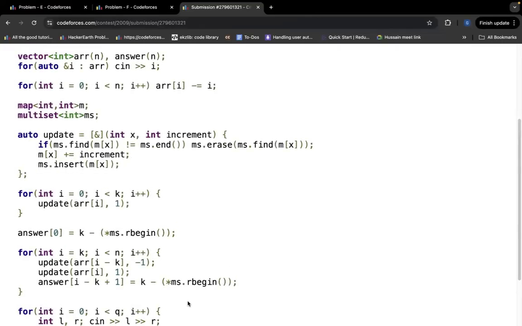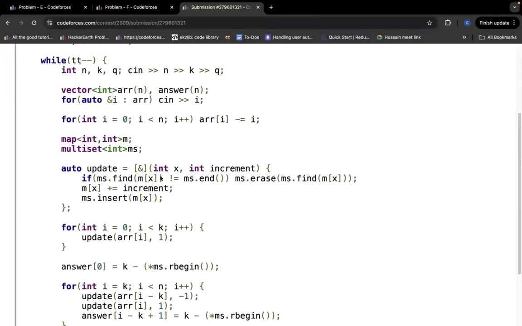We can use a map. So I'm having an array and I am having my answer. Initially, I'm taking an input in ARR. And as I told, I'm just transforming the array: ARR[i] is equal to ARR[i] minus i, because for all elements of the same type, it will have the same number. Now I'm having a map and I'm having a multiset.